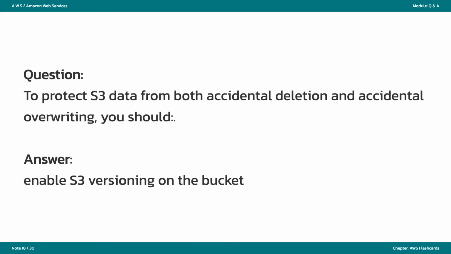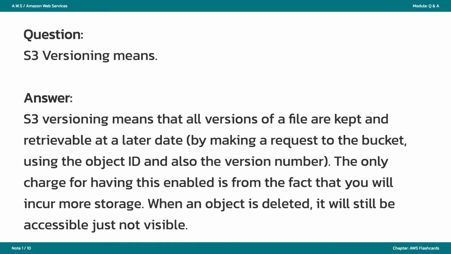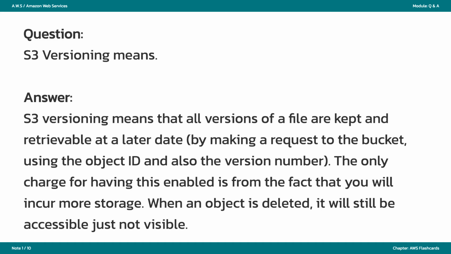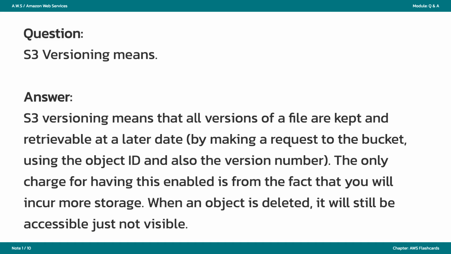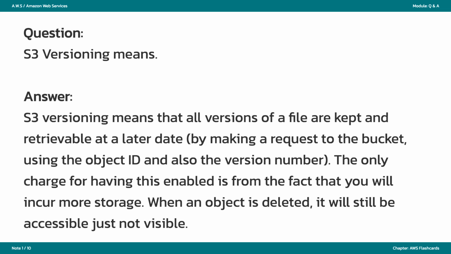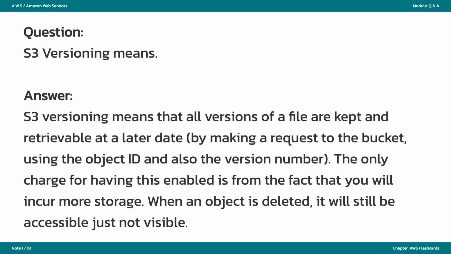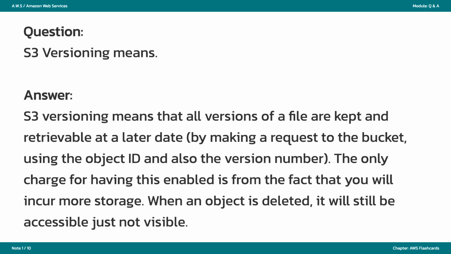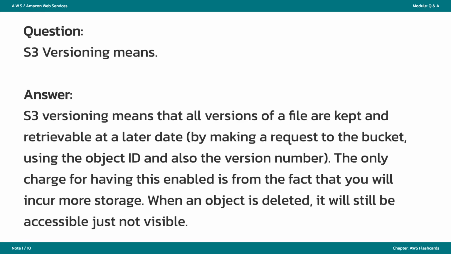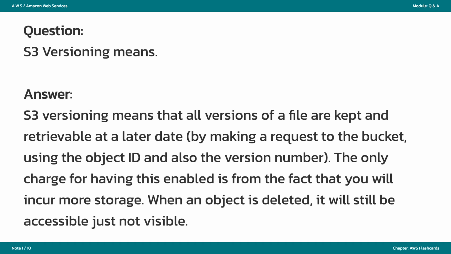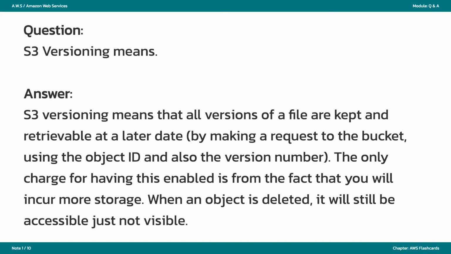Question: To protect S3 data from both accidental deletion and accidental overwriting, you should. Answer: Enable S3 versioning on the bucket. Question: S3 versioning means. Answer: S3 versioning means that all versions of a file are kept and retrievable at a later date, by making a request to the bucket, using the object ID and also the version number. The only charge for having this enabled is from the fact that you will incur more storage. When an object is deleted, it will still be accessible, just not visible.